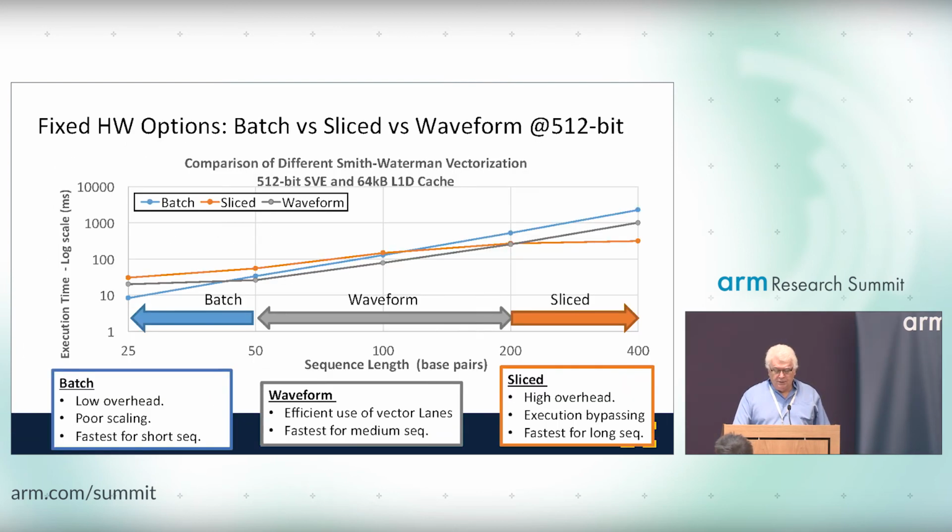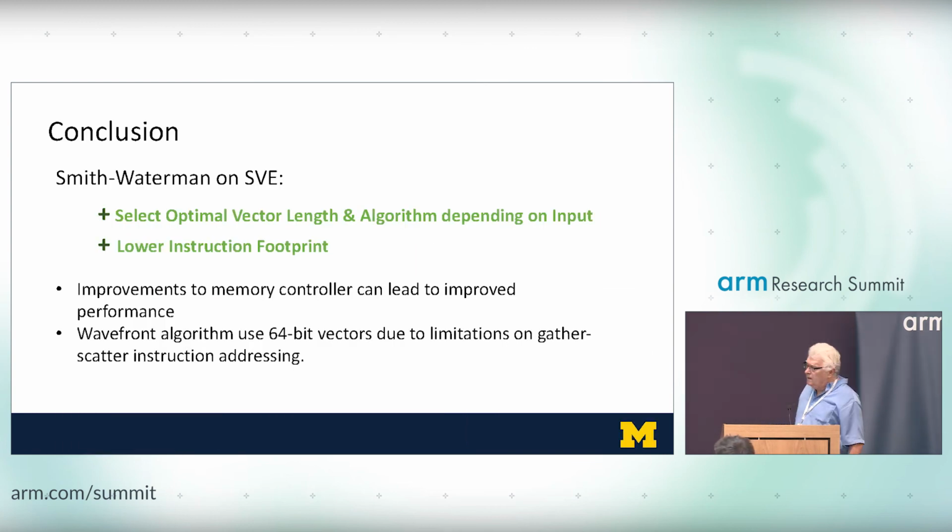Now, at some point you reach diminishing returns, and you can see that if you look at sequence lengths versus the 3 different implementations of the Smith-Waterman, you get different regions. Batch does better for the smaller queries, wavefront in the middle, and sliced at the top end. So as you get longer, it seems like you should be using the sliced algorithm.